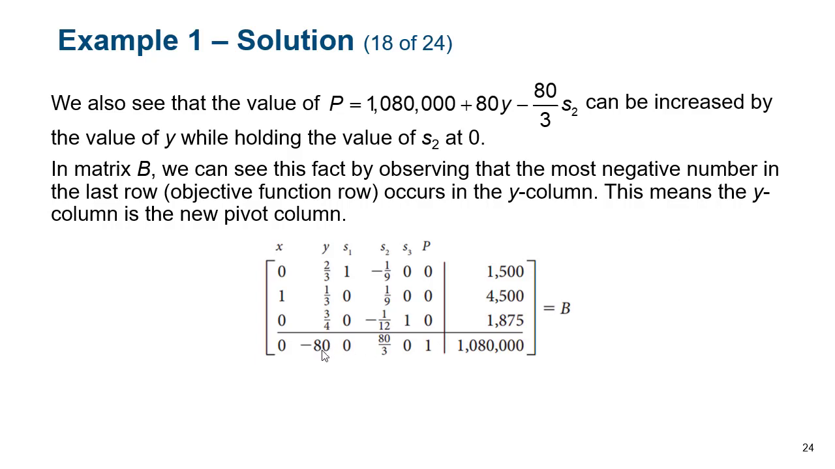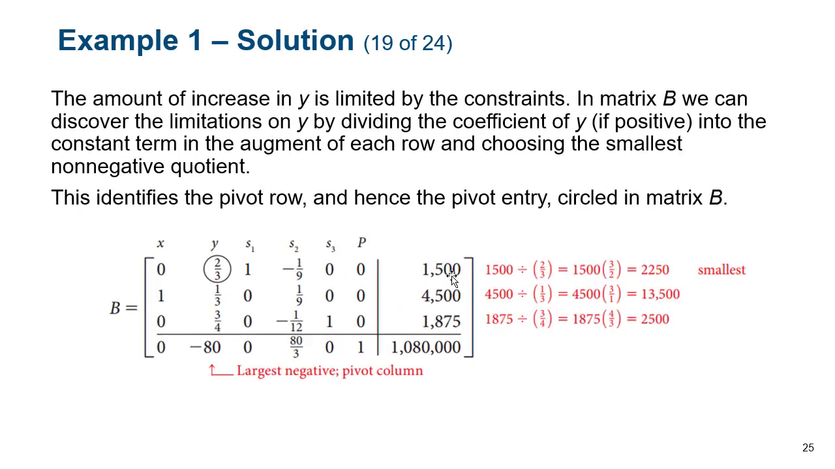Right here. This means the y column is the new pivot column, right? So with the pivot column, we have to do all of the ratios to find our pivot row. Once again, we do the same work. Take each of these, divide them by each of those. We get these values. You can see that this is the smallest. So now this becomes our pivot row, and this becomes the actual pivot.